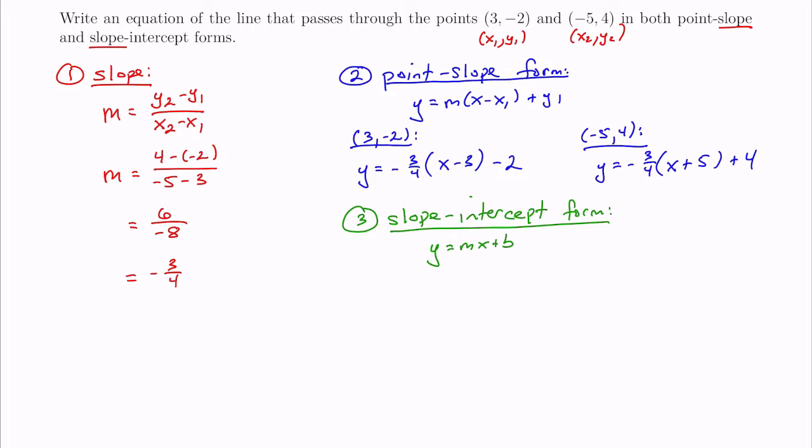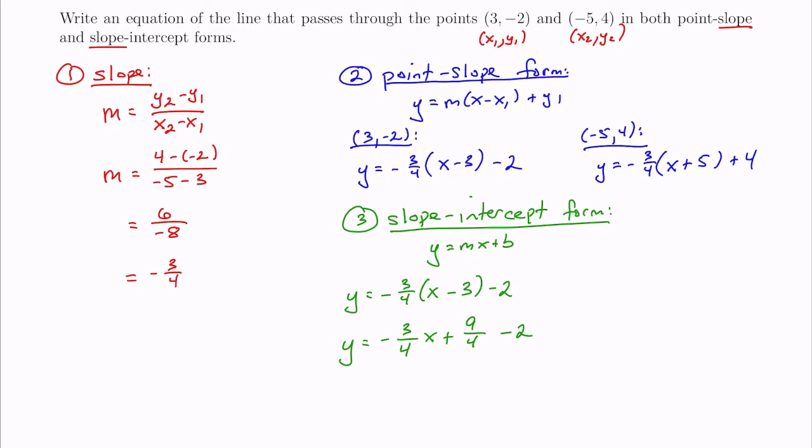Just picking the first one from the (3, -2) point, we'll start with y equals -3/4 quantity x minus 3, minus 2. The first step in converting this to slope-intercept form will be to distribute that slope into the parentheses, so multiplying -3/4 times both the x and the -3. Doing this, we'll obtain y equals -3/4 times x. -3/4 times a -3 will become a positive 9/4, and then we'll still have the -2 at the end.